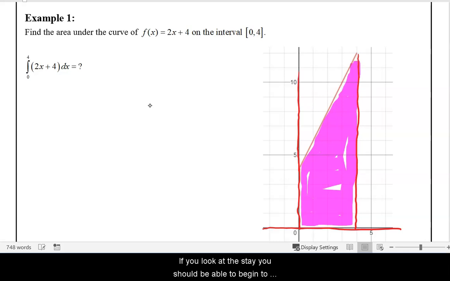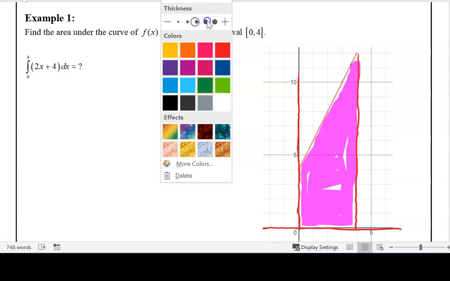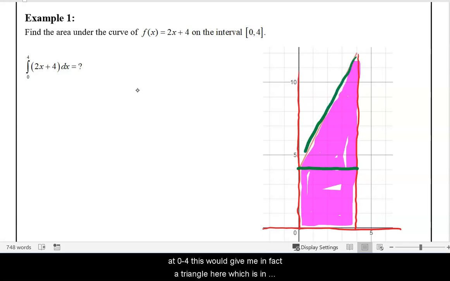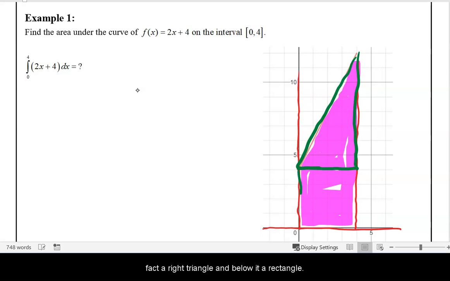If you look at the space, you should be able to begin to see that there are in fact a rectangle and a triangle within that space. Let's look at that now. If I were to cut this off here where it intersects the y-axis at 0, 4, this would give me in fact a triangle here, which is in fact a right triangle, and below it a rectangle.